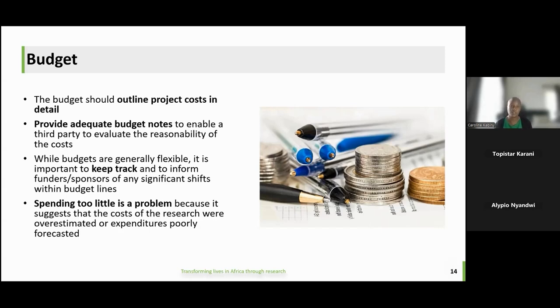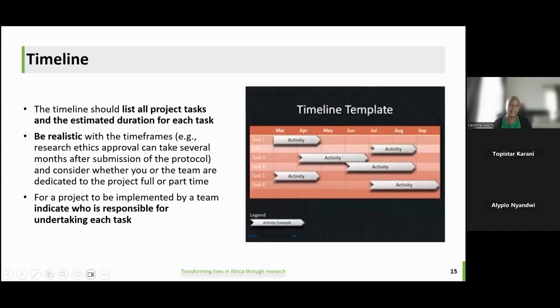In an organization setting where you're also getting indirect costs, which is a percentage of how much you spend, the better you are at spending, the more the organization is able to recover in terms of indirect costs. So spending too little can also be a problem. And then there's the timeline, which really should list all the project tasks and the estimated duration for each task. It's important to be realistic with the timeframes.